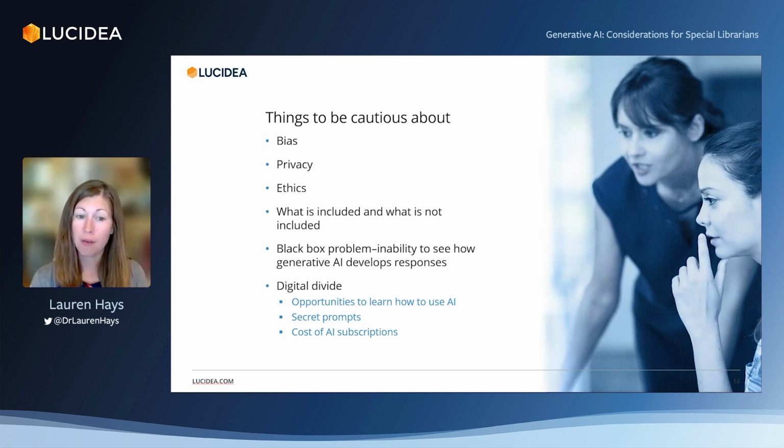Individuals who have the ability and the resources to learn how to use generative AI to add it into their work are potentially going to have opportunities that other individuals are not going to have. So the digital divide could potentially be widened if we're not all given the same opportunities to learn how to use AI. The cost of AI subscriptions is going to potentially lead to a bigger AI divide because you have to get the best and the newest.